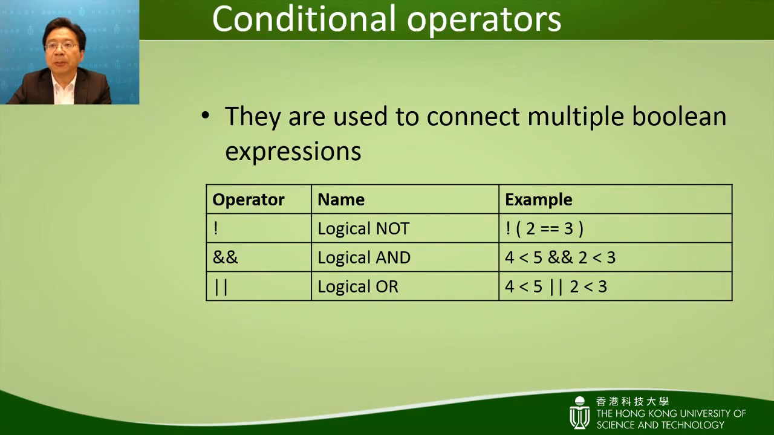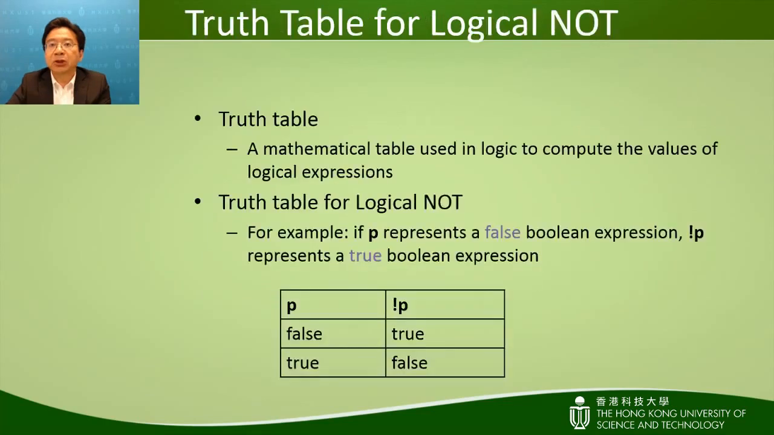We can use conditional operators or logical operators to connect multiple Boolean expressions. The three logical operators are the logical NOT, which is represented by the exclamation mark, the logical AND by two consecutive ampersand symbols, and the logical OR, which is represented by two vertical bars. Again, don't confuse that with the exclamation mark. The values of the examples given in the last column can be determined by the truth tables that I'll discuss next. A truth table is a mathematical table used in logic to compute the values of logical expressions.